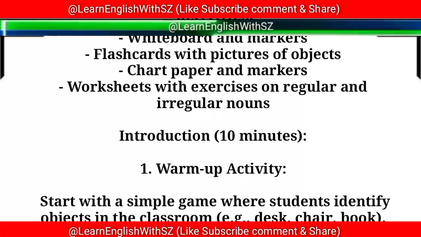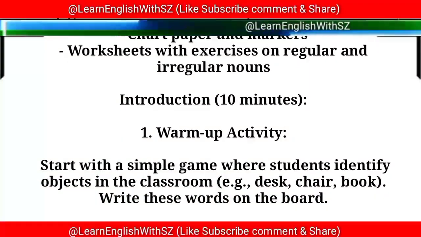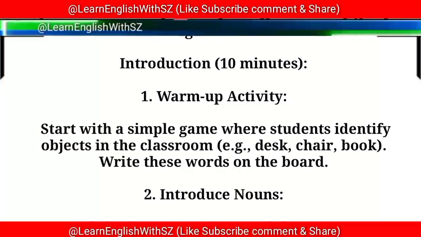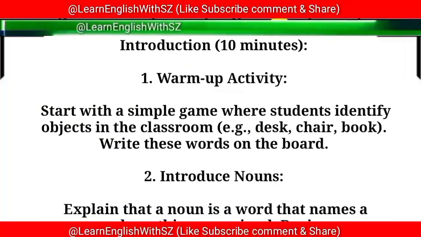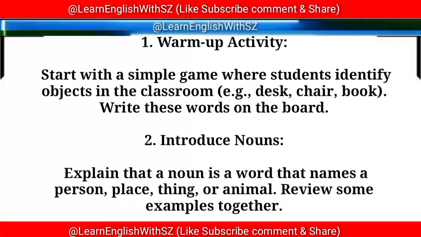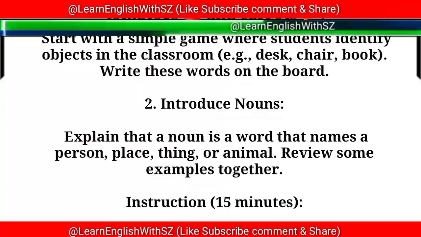1. Warm-up activity. Start with a simple game where students identify objects in the classroom, for example, desk, chair, book. Write these words on the board. 2. Introduce nouns. Explain that a noun is a word that names a person, place, thing, or animal. Review some examples together.